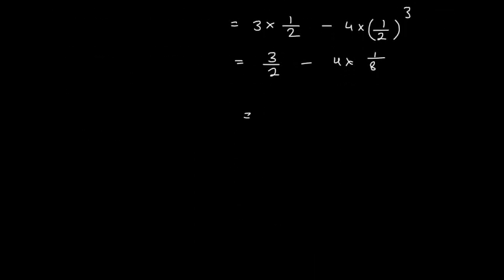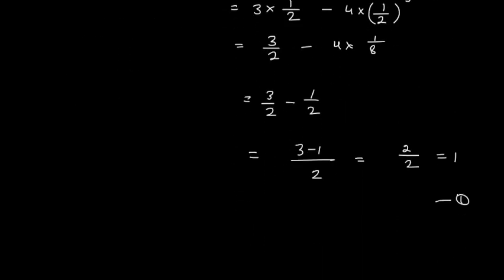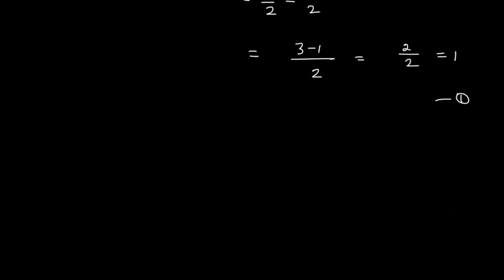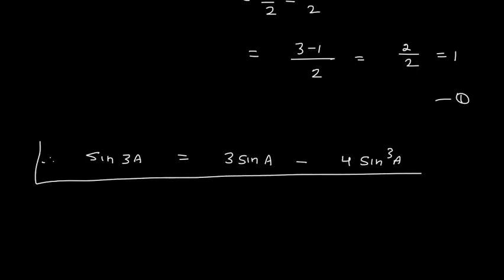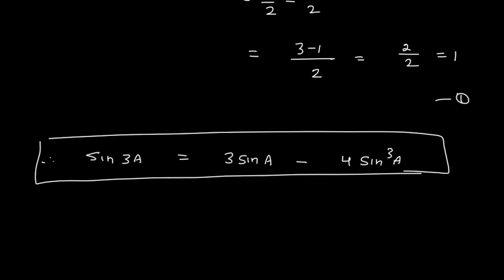So I can say that this is 3 divided by 2 minus 1 divided by 2. So it is (3 minus 1) whole divided by 2, which equals 2 divided by 2, and 2 divided by 2 is 1. So in equation 1 we get 1 as the answer, and in equation 2 we get 1 as the answer. So finally I will say that therefore sin 3A equals 3 sin A minus 4 sin cube A. So here we get this answer for A equal to 30 degrees.